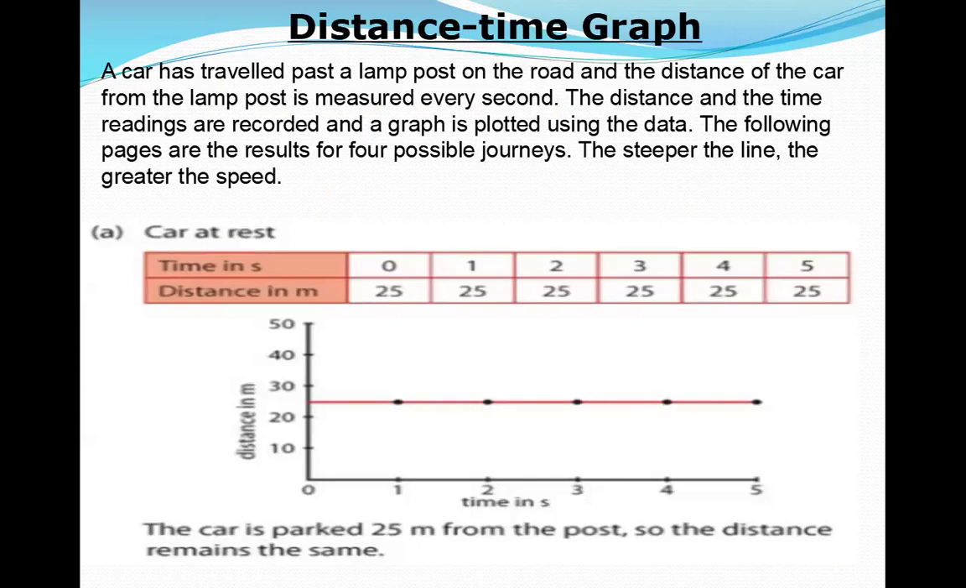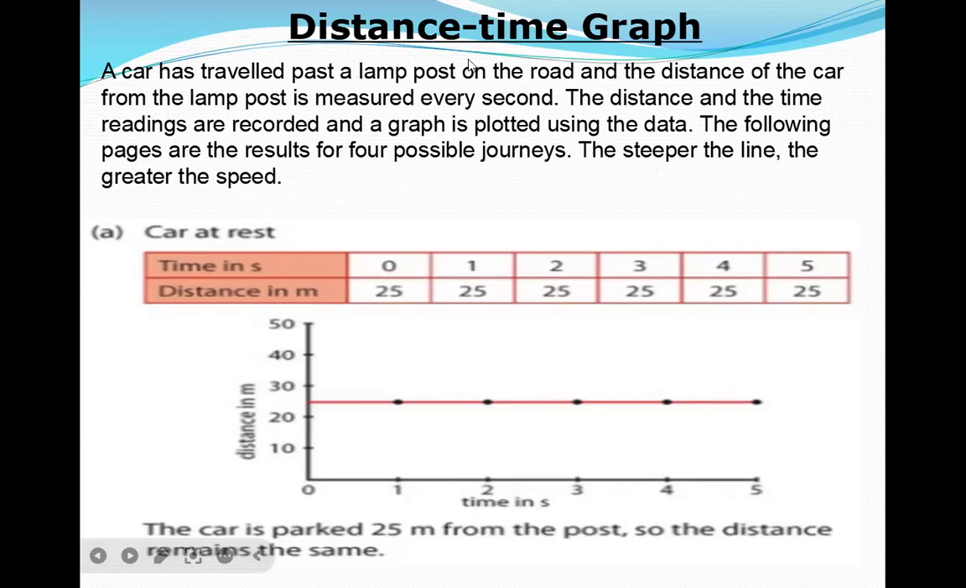here's a question. A car has traveled past a lamp post on the road, and the distance of the car from the lamp post is measured every second. The distance and the time readings are recorded and a graph is plotted using the data. The following page shows the results of 4 possible journeys. The steeper the line, the greater the speed.